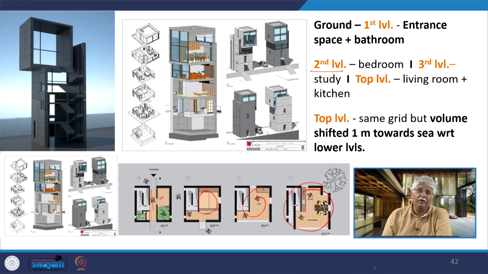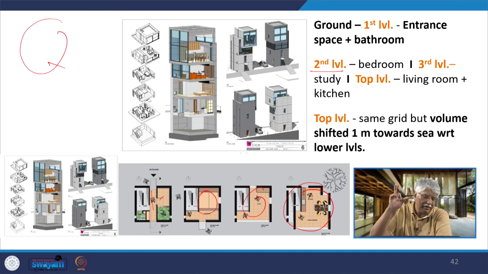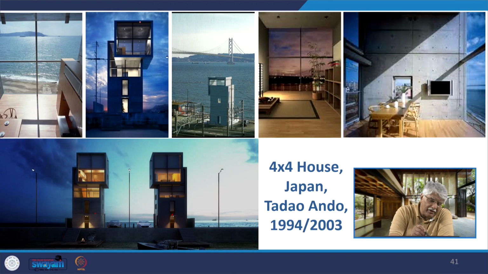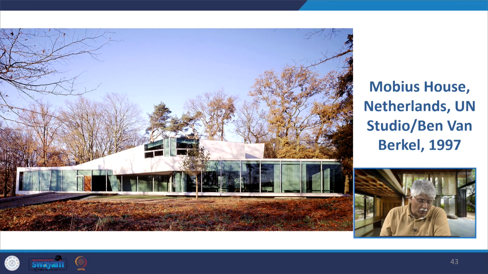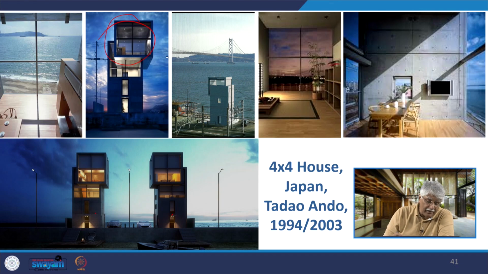The top level has the same grid as the remaining house, that is 4x4, but the entire volume is slightly shifted, 1 meter towards the sea with respect to the lower levels, and thus the monotony of a single cuboidal block is radically broken, as you see here. And also there is light filtering in through and through at the top floor from both sides, and also here at the third level.